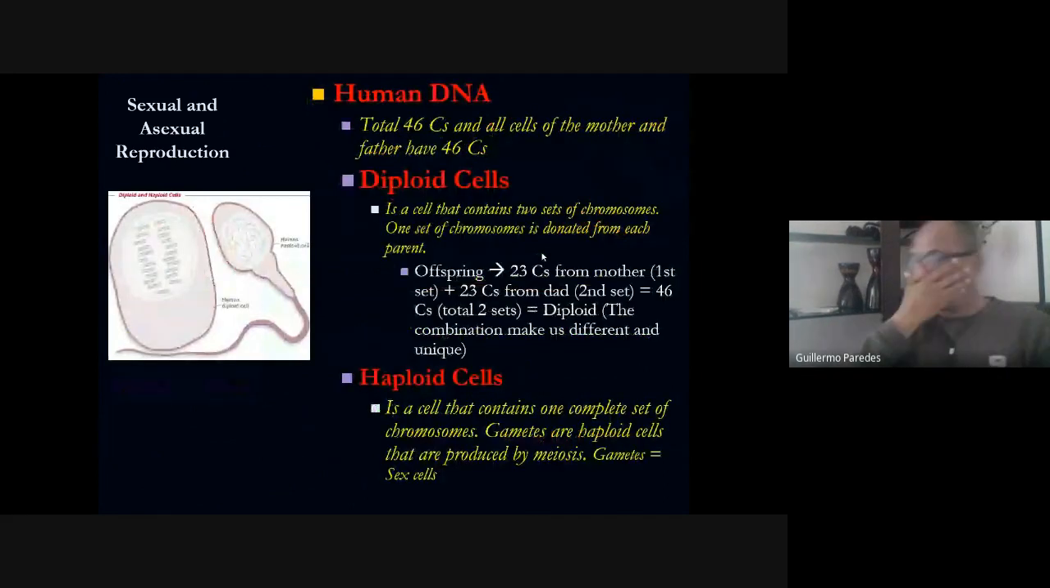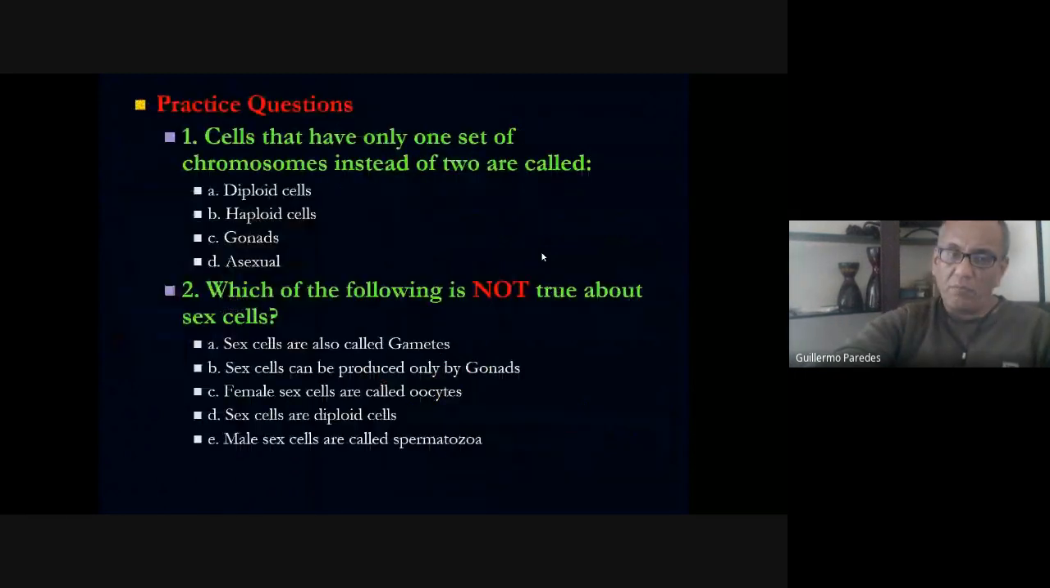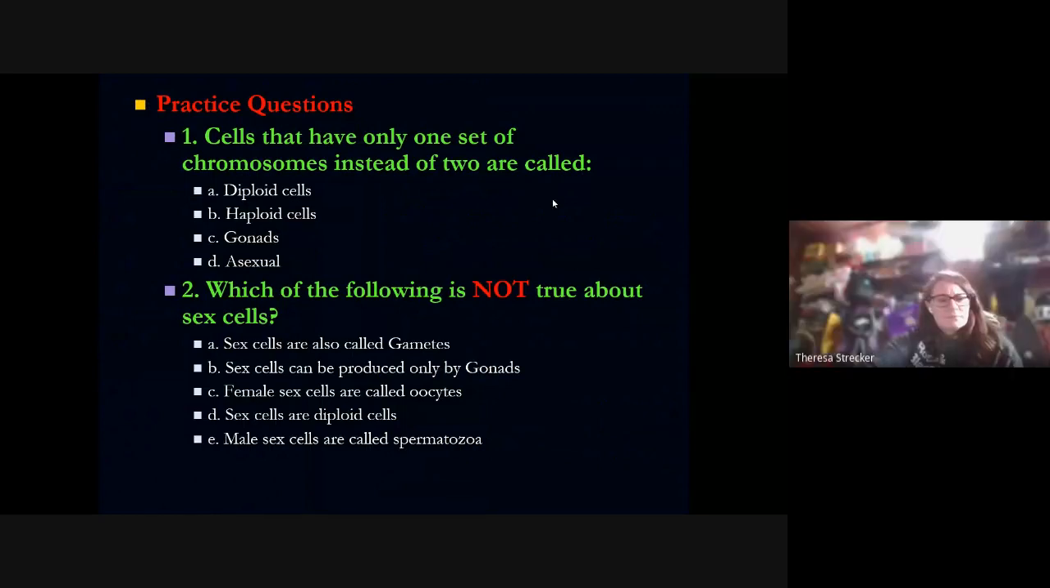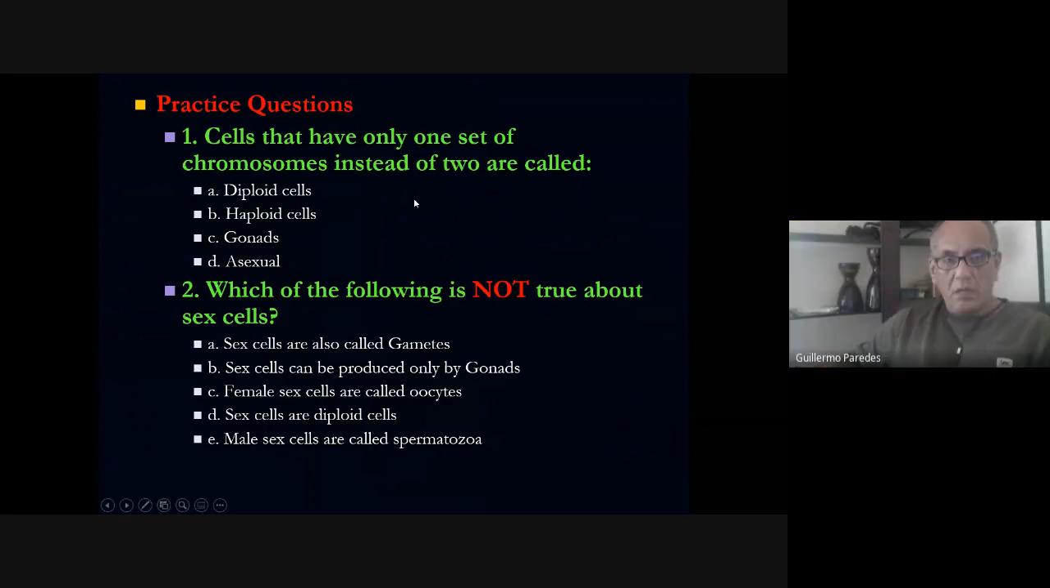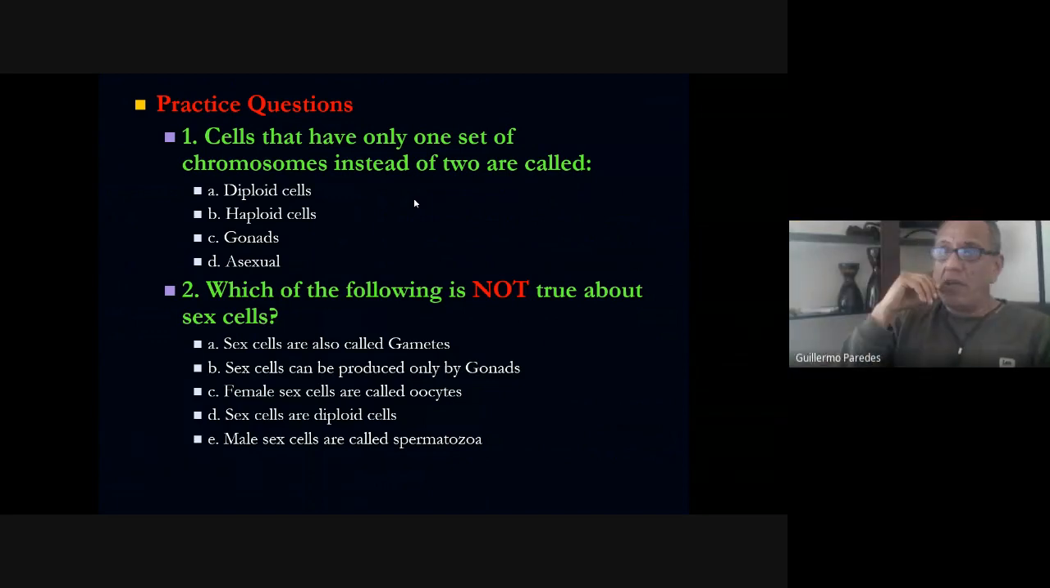All right. So we have human DNA. We have a total of 46 chromosomes, diploid. We have 2N chromosomes, 46 chromosomes. Haploid cells are going to have half of that number of chromosomes. Answer, please: cells that have only one set of chromosomes instead of two are called what? Everybody? Haploid. Haploid means they have one set. Two sets is diploid. You okay with that?